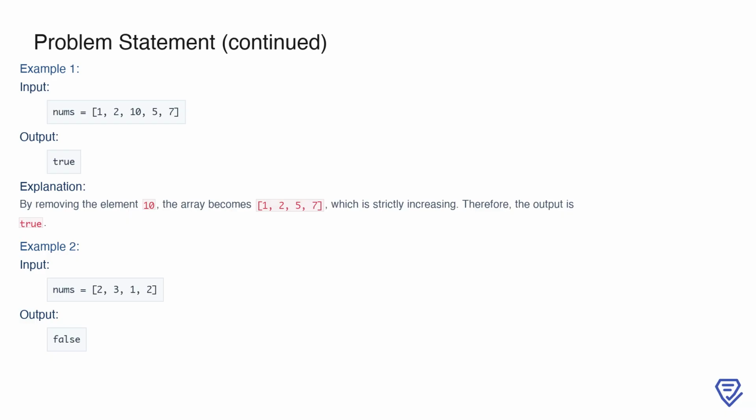Now consider the second example, where the input is 2, 3, 1, 2. In this case, no single element can be removed to make the array strictly increasing. For instance, removing 3 results in 2, 1, 2, which is not strictly increasing, and removing 1 results in 2, 3, 2, which also fails the condition. Therefore, the output here is false.